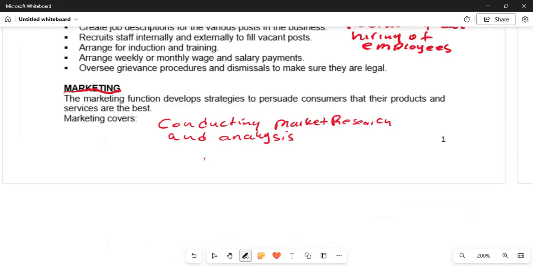So here we are told the marketing function develops strategies to persuade consumers that their products and services are the best. So they have to go out and sell the business. Make sure that they go out to market the business so that the customers will come in numbers, and then the business will enjoy what? Will enjoy more profits as more sales are going to come into the business. So they go out to sell the business, talk best about the business, products that the business is offering and stuff like that.